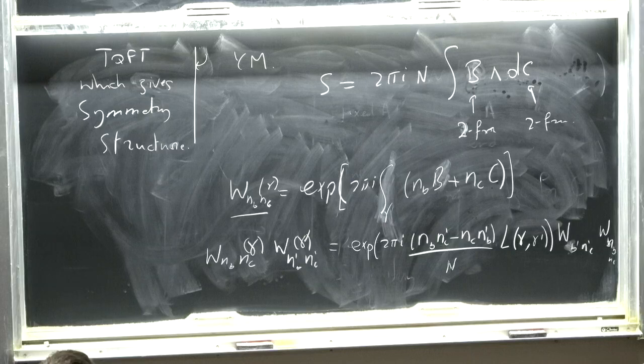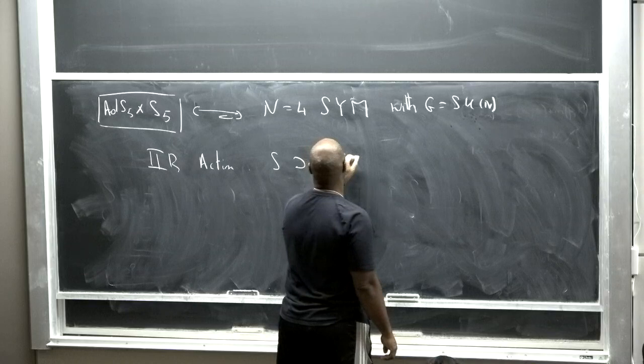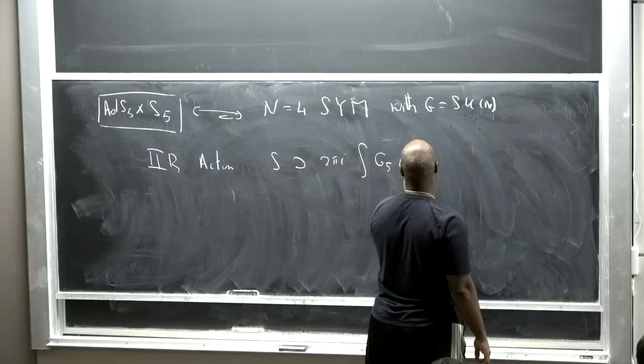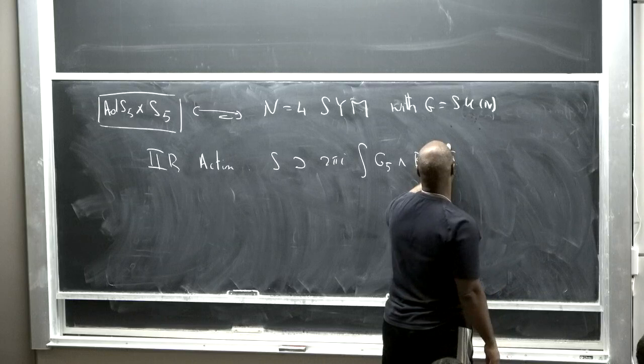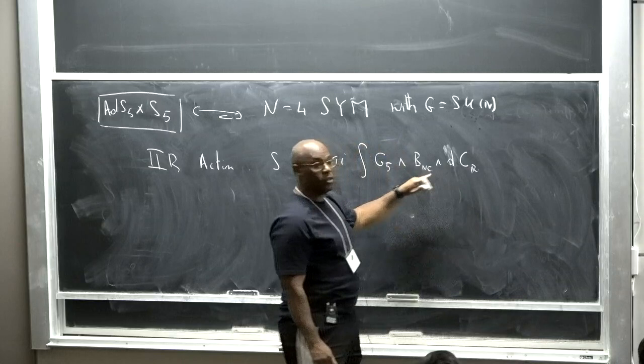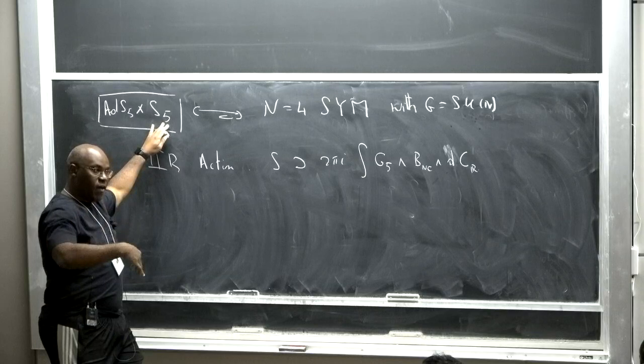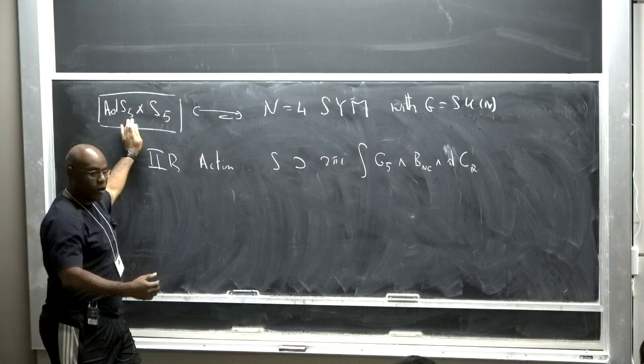action S upstairs, there is a term which is 2 pi i times the integral of the five-form flux, wedge, I'll write this, the B field, the NS field, wedge F3, where F3 is d of C, the RR field. So we have this term in type 2B supergravity. When we take type 2B on S5, we reduce the action of type 2B on S5 to get the effective supergravity theory in AdS, which is how we work with the duality.